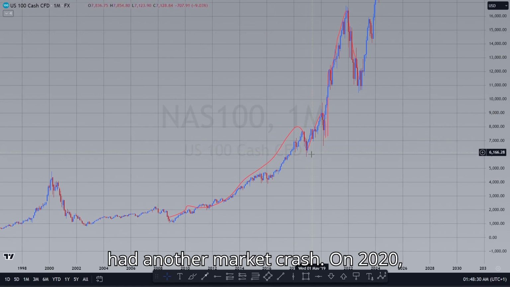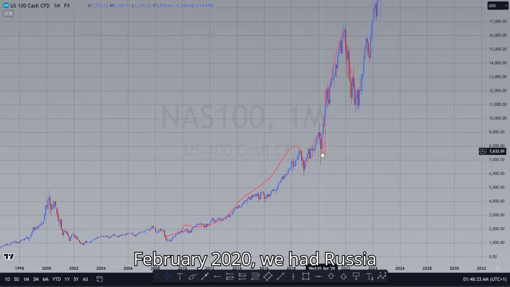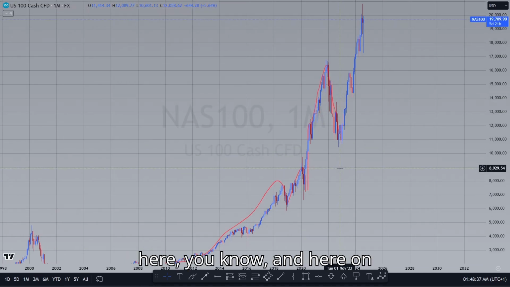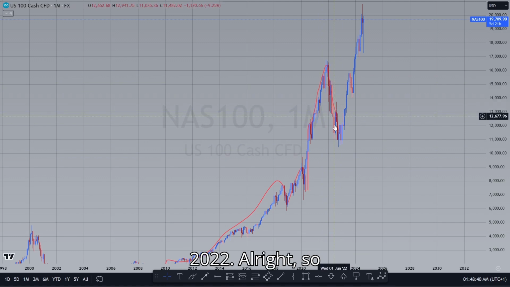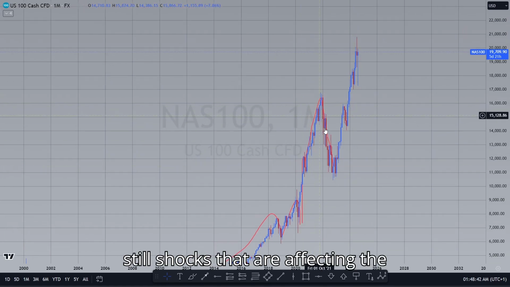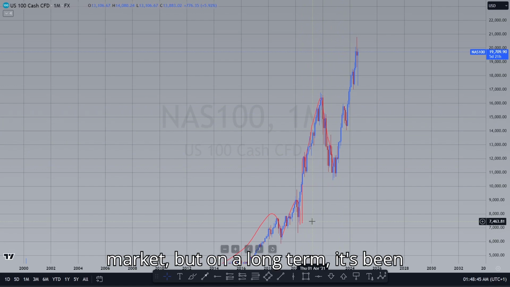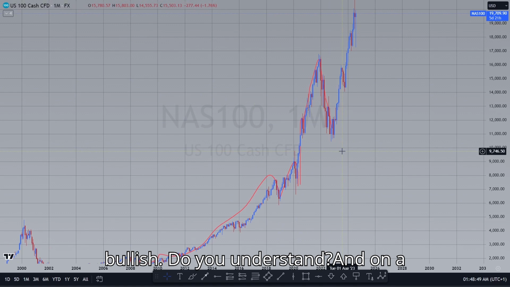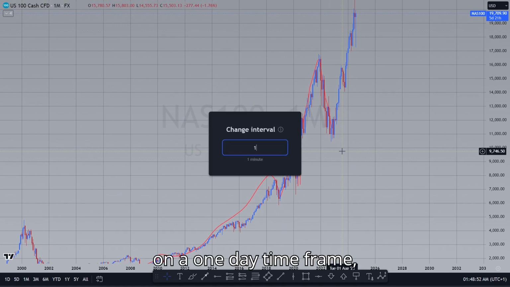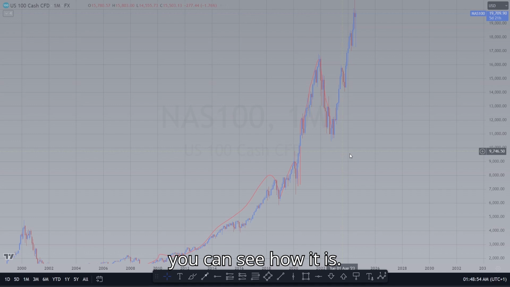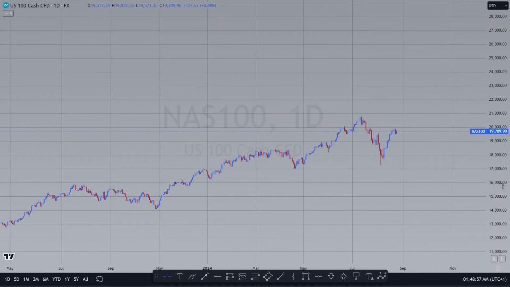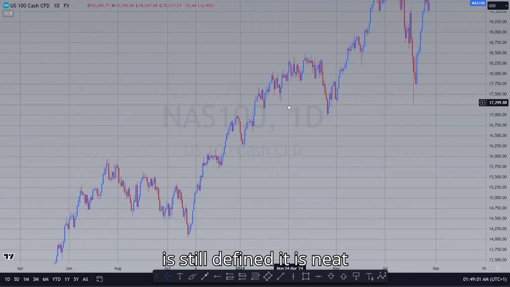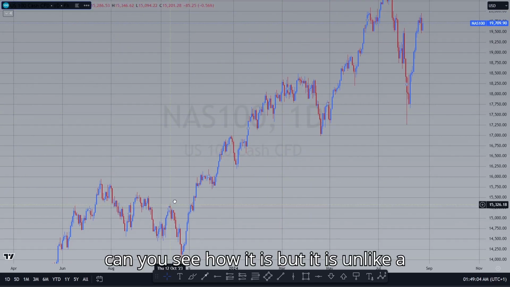We had another market crash. In February 2020, we had the Russia invasion. This is why the market dropped here, and here in 2022. All right. So there are still shocks that are affecting the market, but in the long term, it's been bullish. Do you understand? And on a 1 day time frame, you can see how it is. It is still defined. It is neat. Can you see how it is?